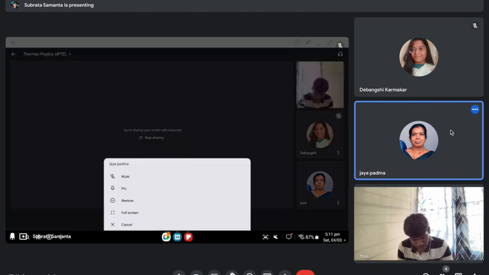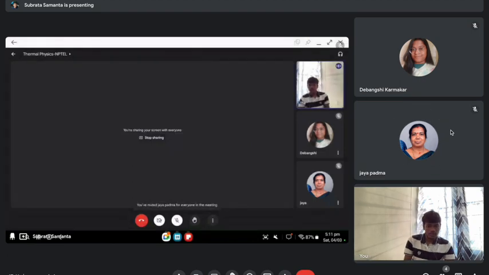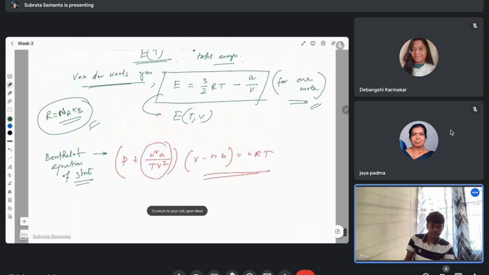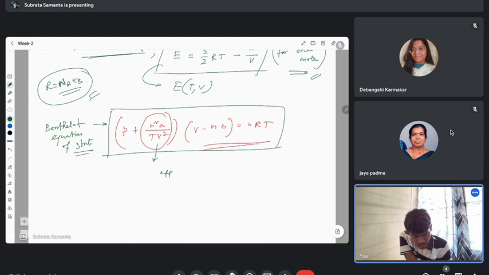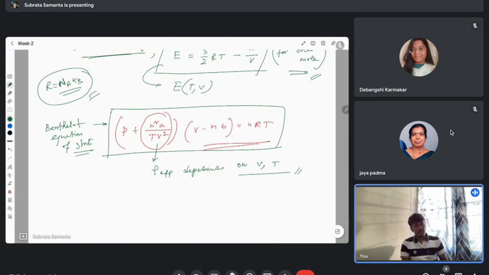Okay. So let me share my screen. So this is the Berthelot equation of state. Okay, so P plus n squared a divided by T V squared. In this case, you see that the effective pressure depends on both volume and temperature. This is not always the case, but when you go to different models and different equations of state, in general it depends on both temperature and volume.